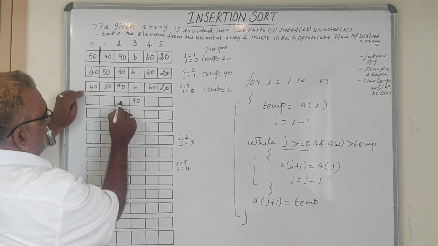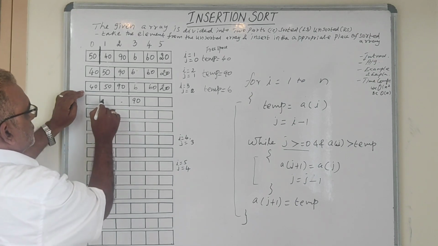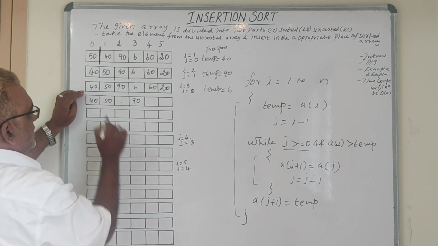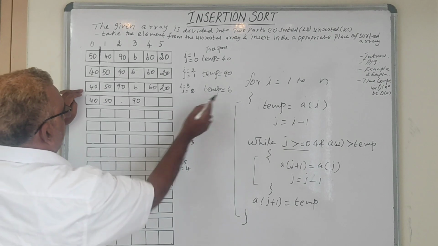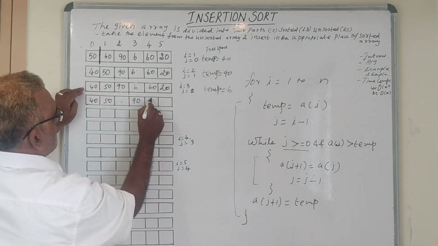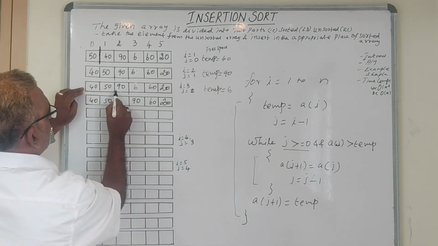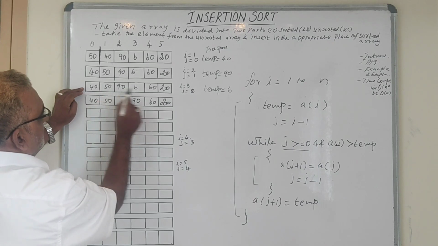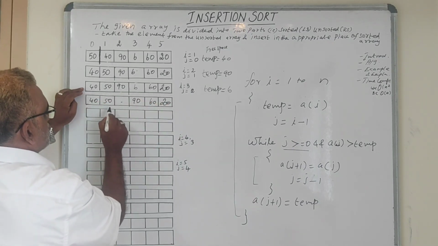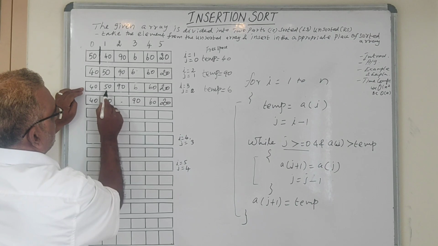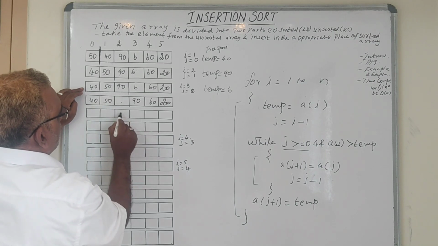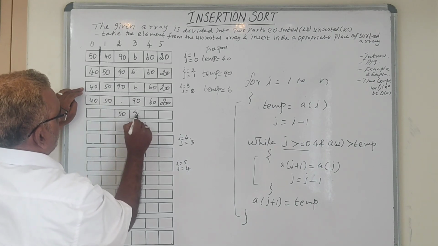So this location we don't know yet. The remaining values are the same. Now again take the value 6 and compare it with the next value, that is 50. 50 is greater than 6, yes, the condition is true. So automatically what will happen? This 50 will be stored into the next position.